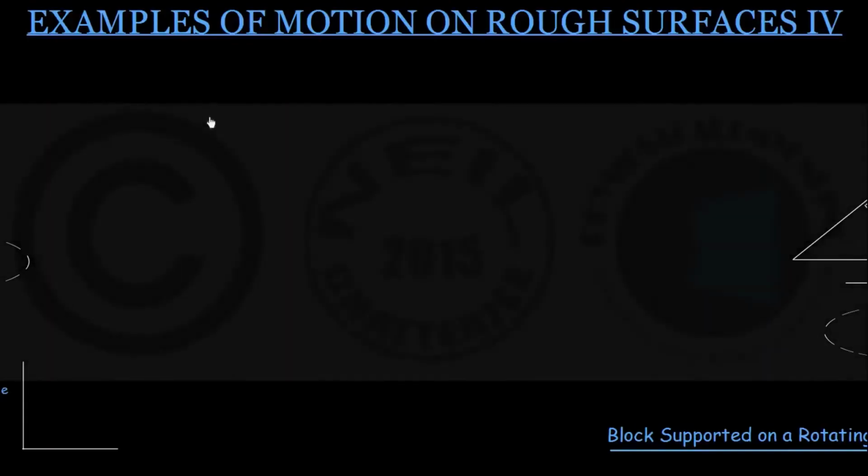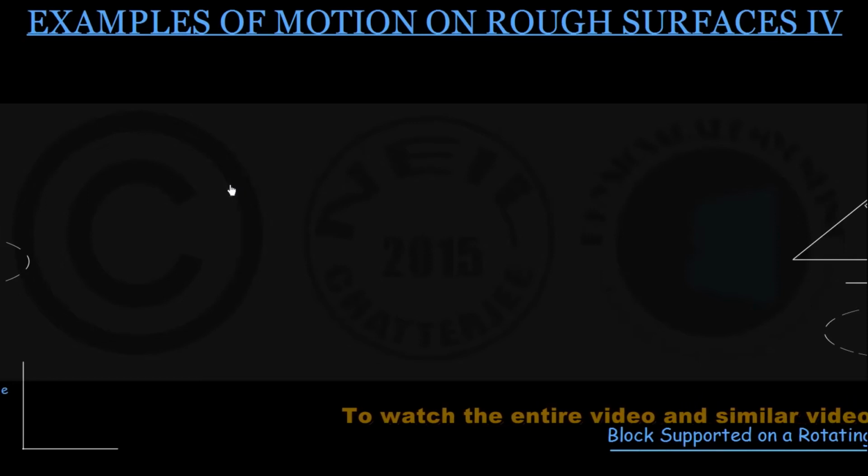So we continue our studies on examples of motion on rough surfaces. We have already done a few examples on them, and let me recall them. We have first done the motion of a block on a horizontal floor. Then we compared the push versus pull, which one is more difficult on horizontal rough ground.